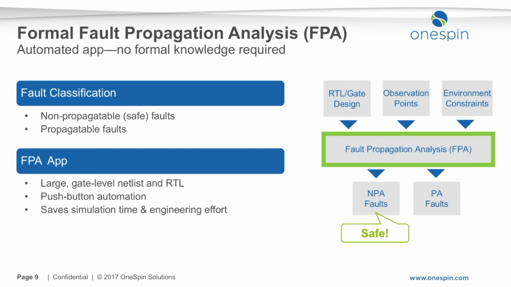In summary, the FPA is a push-button formal verification solution that identifies safe faults in large RTL blocks or netlists. It can also help to improve safety mechanisms by finding tricky input stimuli that demonstrate how a fault could propagate and be dangerous. This app integrates with leading fault simulators, saves substantial engineering effort and simulation time, and increases diagnostic coverage.